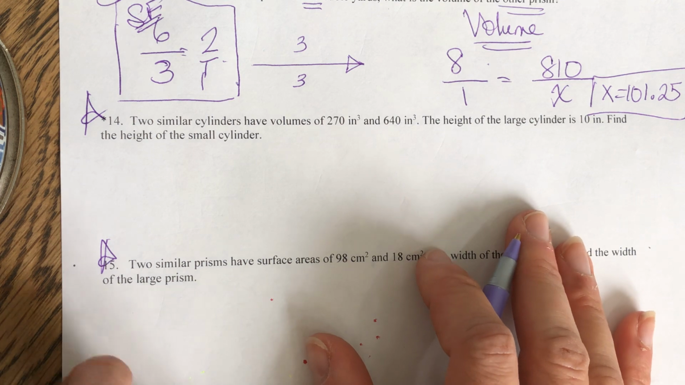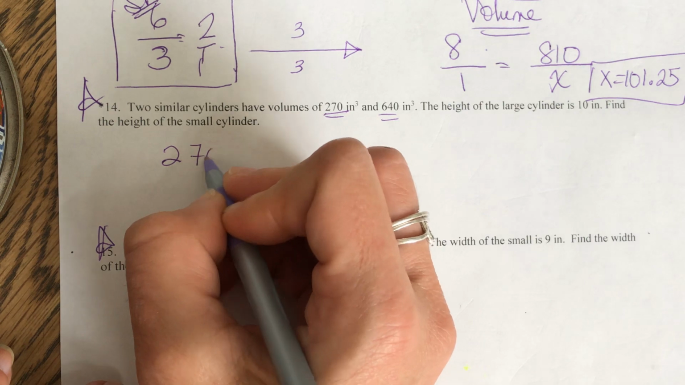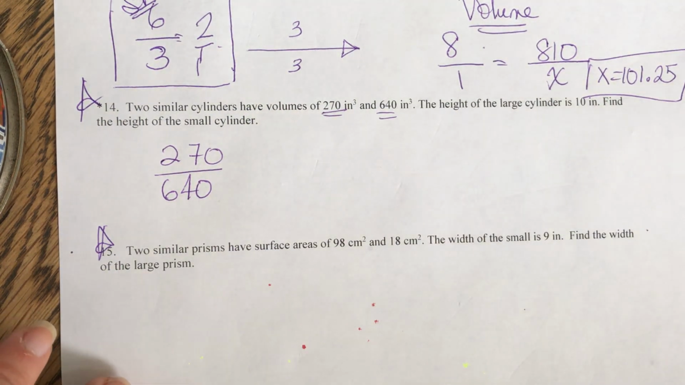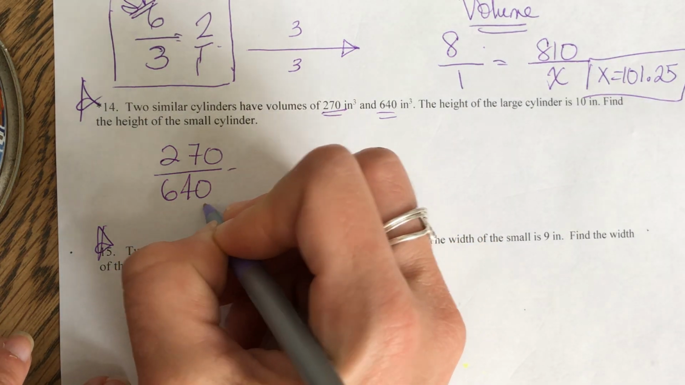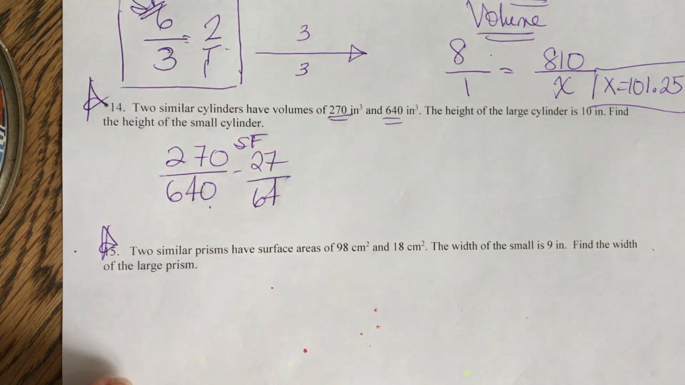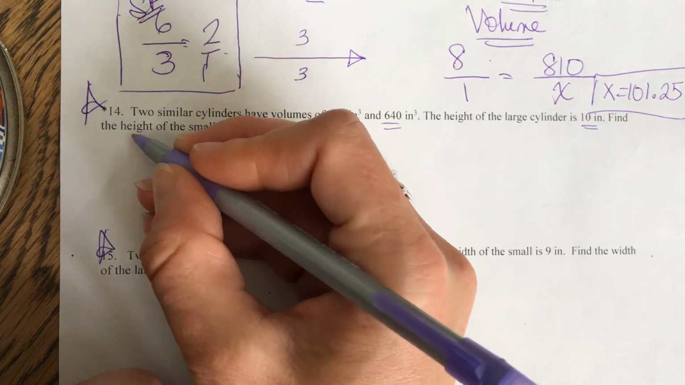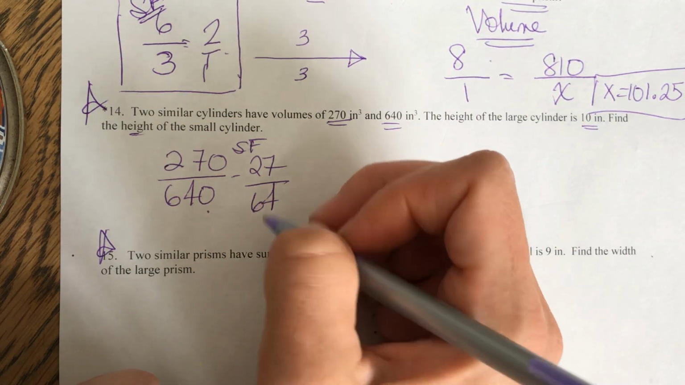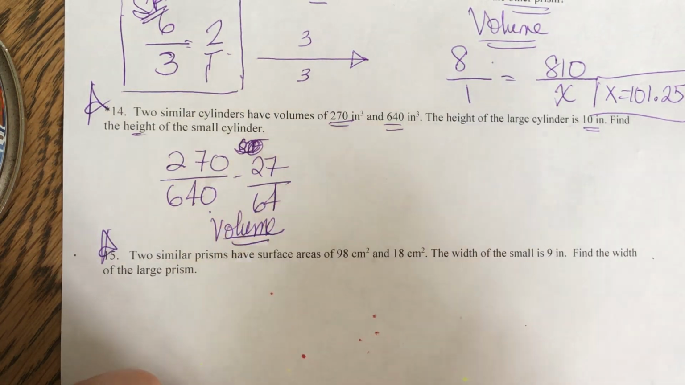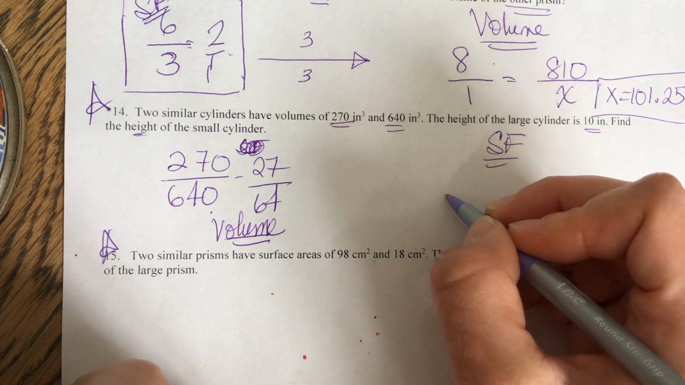All right, next. Two similar solids, they have their volumes. Okay, so cylinders. 670 over 640. Here we go again. Let's simplify that. You can just cross that off. So 27 over 64 is the scale factor for volume. The height of the larger is 10. Find the height. I'm sorry, I read too fast. I'm in my own world. This is your volume, and I'm asking you guys for the heights, so I'm asking you for the basic scale factor.